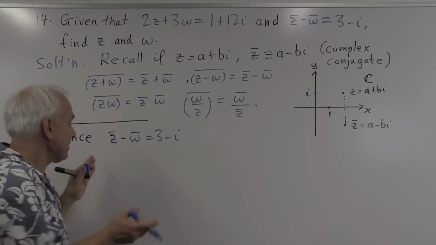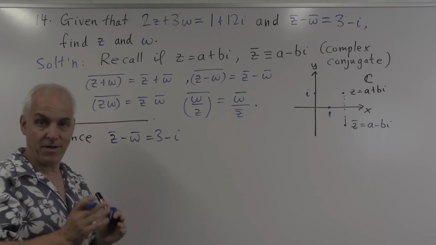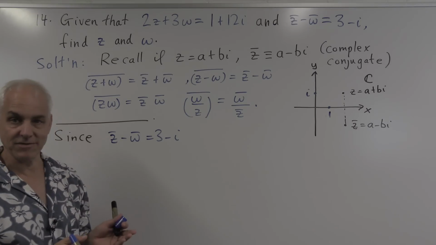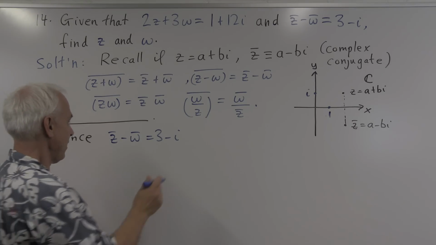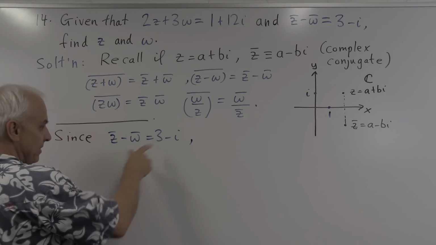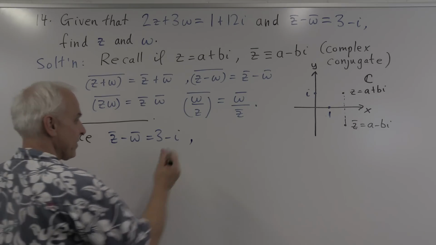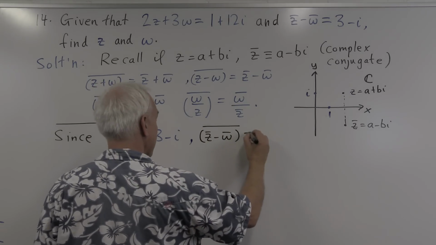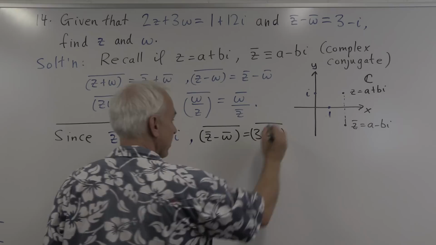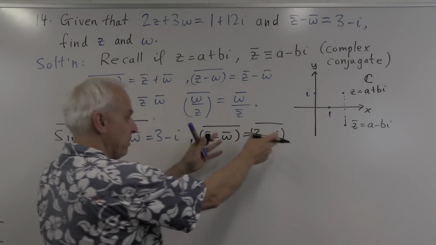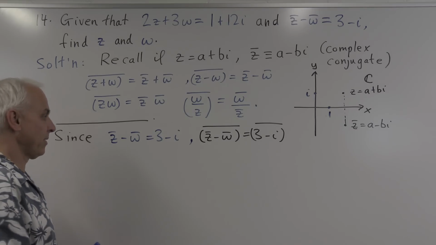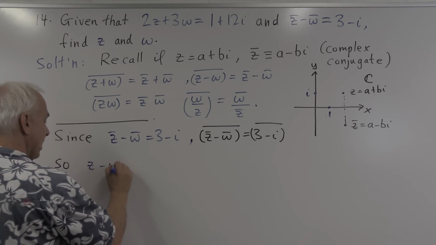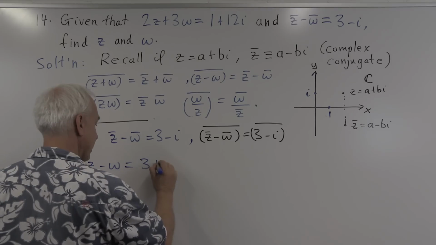So one way of doing that would be to take the complex conjugate of both sides. Then, if we use this fact here, we're going to get z minus w instead of z bar minus w bar. So since z bar minus w bar equals 3 minus i, the conjugate of z bar minus w bar equals the conjugate of 3 minus i. If these two things are equal, then if we take the complex conjugates of both, they're also equal. And that tells us that z minus w equals the complex conjugate of 3 minus i, which is 3 plus i.